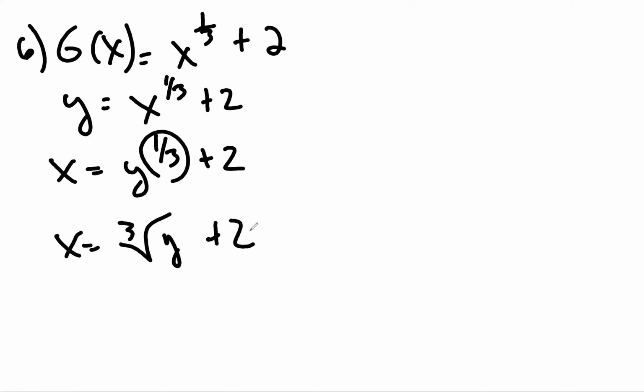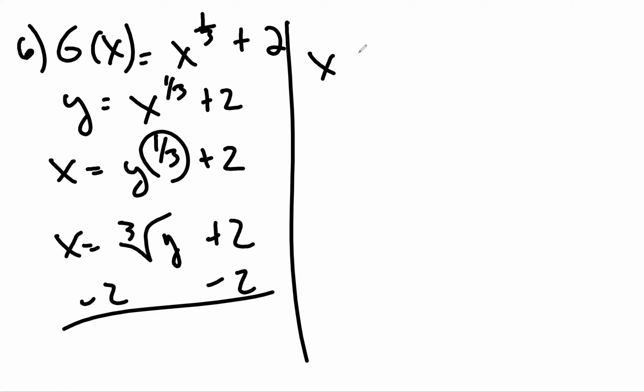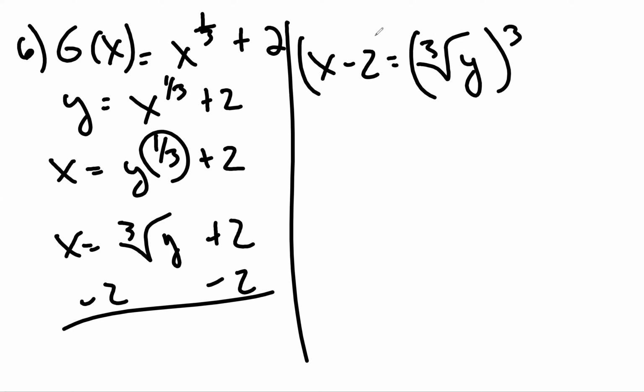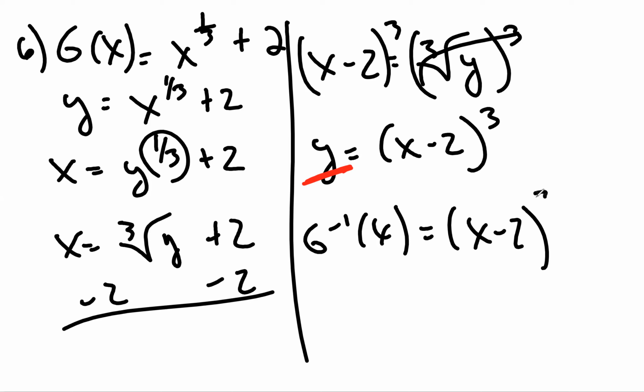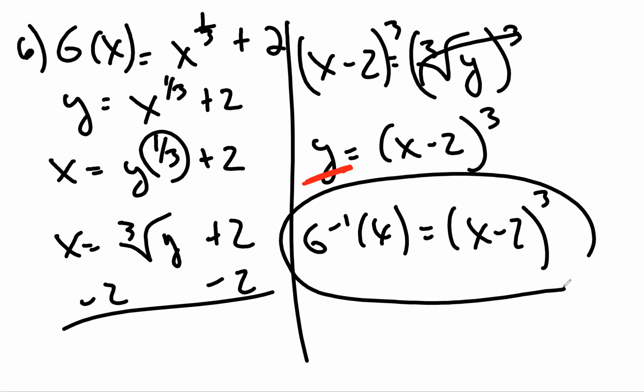I'm going to have to subtract 2 from both sides. That's going to give me x minus 2 equals the cube root of y. In order for me to get rid of the cube root, I have to raise it to the third. What I do to one side, I have to do to both. That's going to leave me with y equals (x minus 2) whole thing cubed. And remember, I don't want you to FOIL all of this out. Our goal was to get y by itself. We did. And so then we're going to replace y with g inverse of x. And that's going to leave me with (x minus 2) quantity to the third power. And then this is my final answer. And now I'm done.